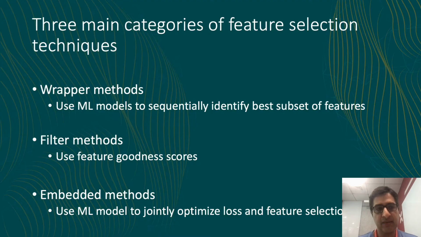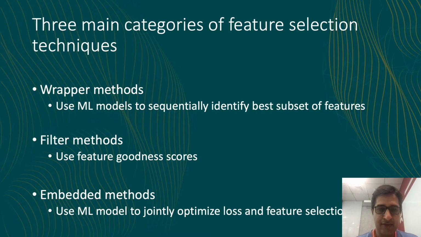Coming to feature selection, there are three main categories of feature selection techniques. One is what are called wrapper methods. These are where you use ML models in a sequential manner to be able to identify the subset of features that you should be using.